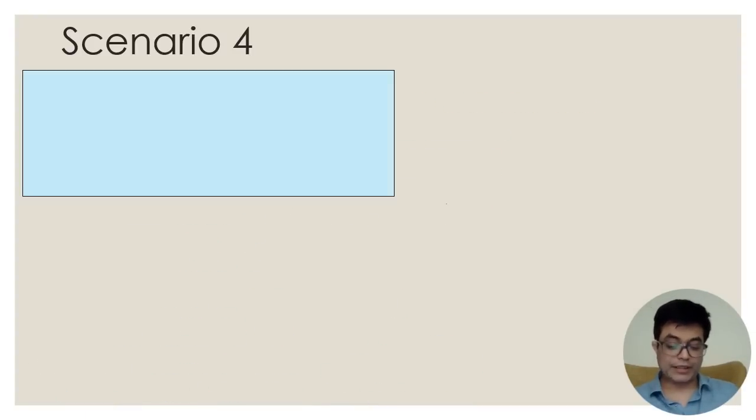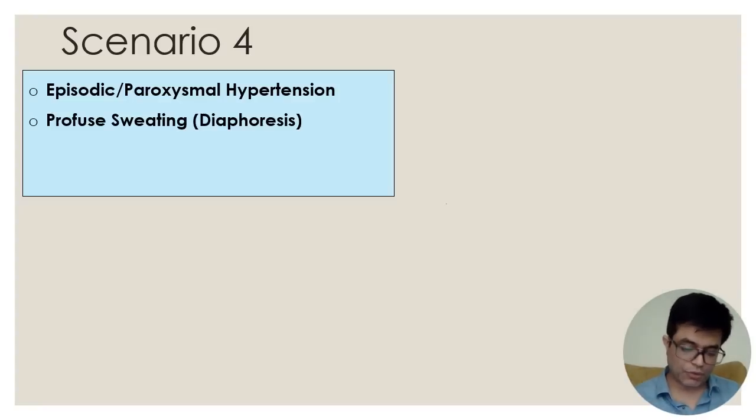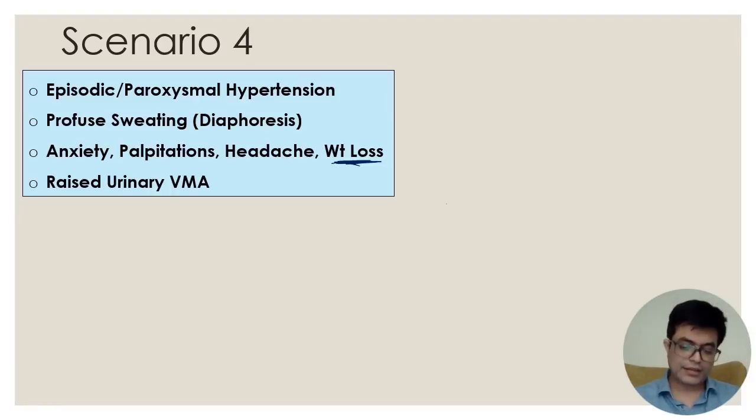Scenario number 4 will say, now you look at the keywords, episodic or paroxysmal hypertension is there. There is profuse sweating or diaphoresis. There is anxiety, palpitation, headache, and weight loss. Weight loss indicates there is hypermetabolism happening, the metabolism has increased, and raised urinary VMA. VMA stands for vanillyl mandelic acid, which is a breakdown product of epinephrine and norepinephrine.